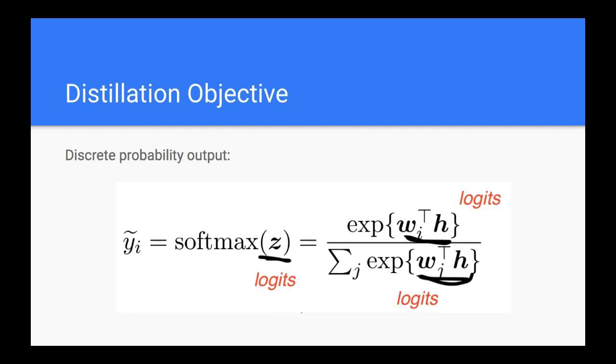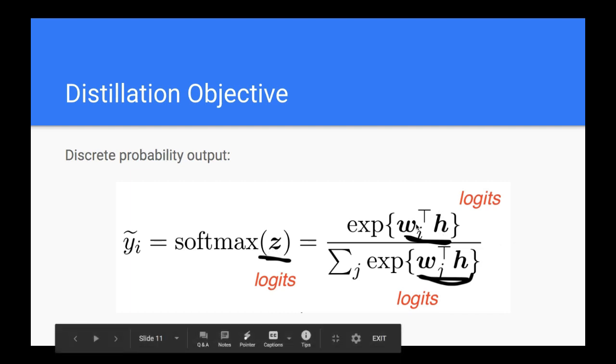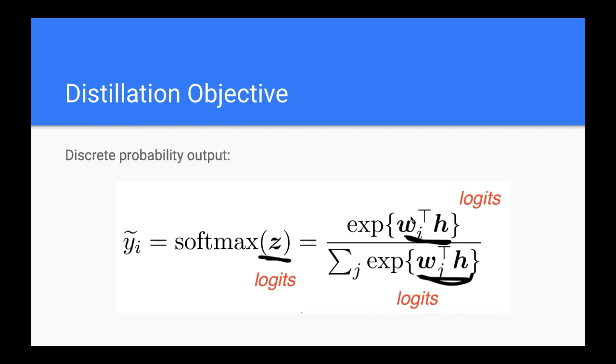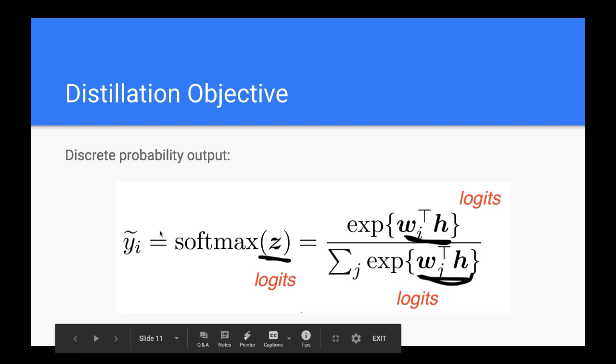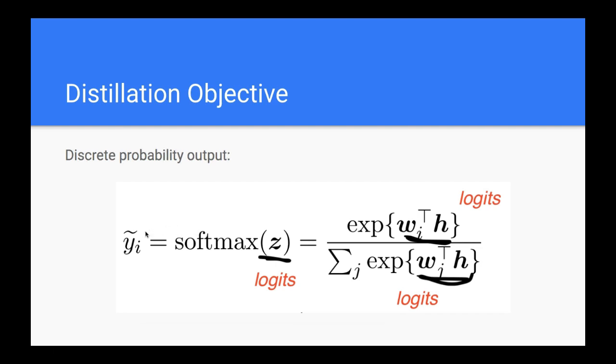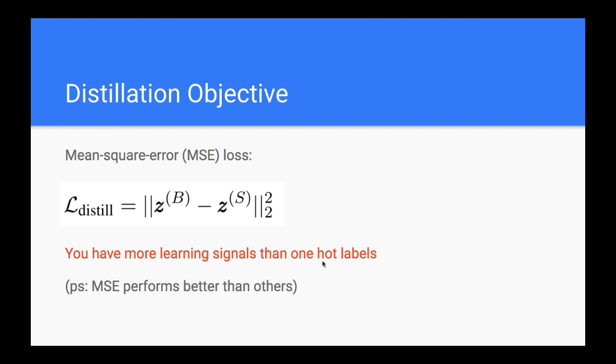And we call this H with this W matrix operation, the result, logits. And what we actually want is for the model to learn logits instead of the end prediction, the one-hot encoded prediction from the teacher. So I just want to tell you what they mean by logits here: this value in the softmax function.